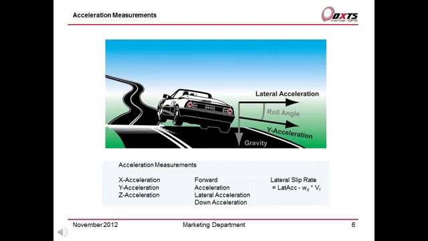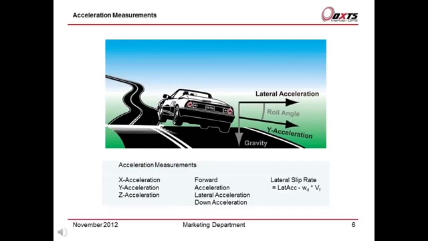Now we shall look at the acceleration measurements. The RT measures the X, Y and Z acceleration, also the forward, lateral, down and lateral slip rate. The RT accelerometers measure in the X, Y, Z directions of the vehicle. When the vehicle has some roll angle, then the Y acceleration has some component of gravity in it.